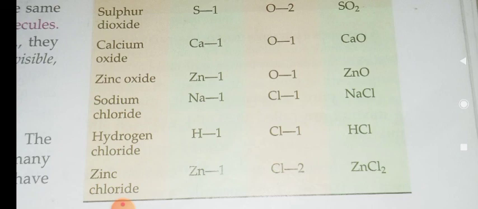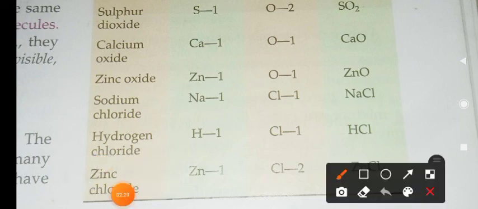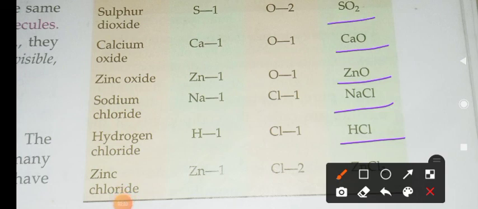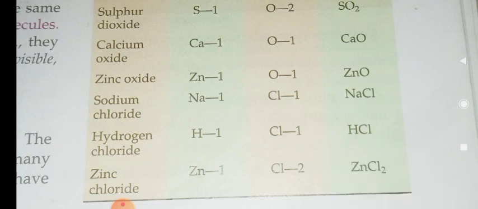Hydrogen chloride: hydrogen 1 molecule, chlorine 1 molecule, so HCl. Zinc chloride: zinc 1 molecule, 2 molecules of chlorine combine to form zinc chloride, ZnCl2. So these are all ZnCl2, HCl, NaCl, ZnO, CaO, SO2, water, H2O, all these are compounds. They are molecules of compounds, so they can be represented this way.